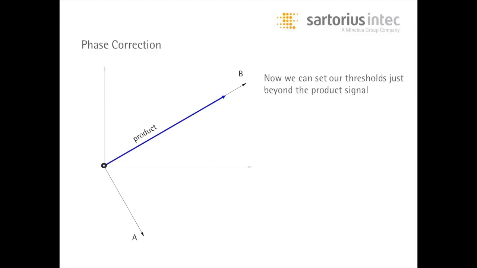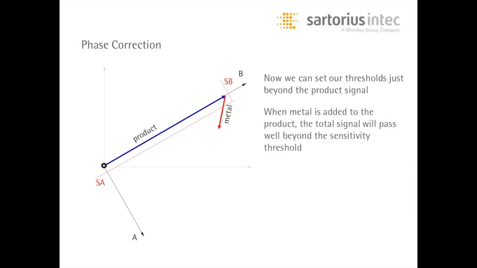So now we can set our thresholds just beyond the product signal, as we attempted to do in the previous slides. So now we're going to set our thresholds here. Any signal that crosses those thresholds is going to be considered metal. When the same metal is added to the same product, you can see that the resultant vector, that green signal, went way beyond this channel A sensitivity line. And now the metal detector can see this metal inside this product.